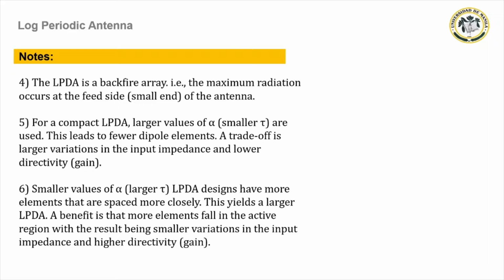With smaller values of alpha or larger tau, LPDA designs have more elements that are spaced more closely. This yields a larger LPDA. A benefit is that more elements fall in the active region, with the result being smaller variations in the input impedance and higher directivity or gain.